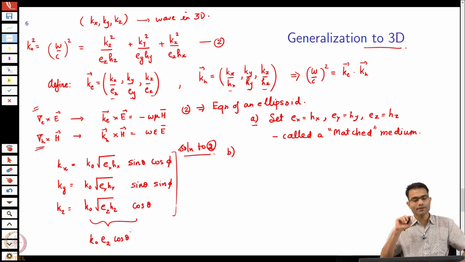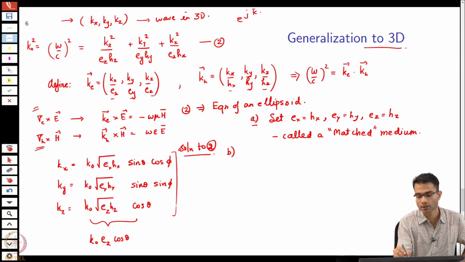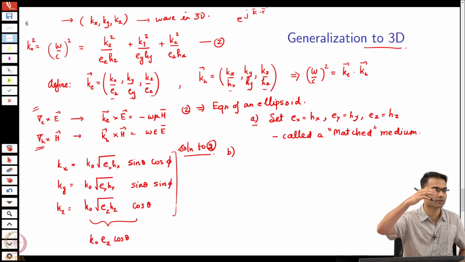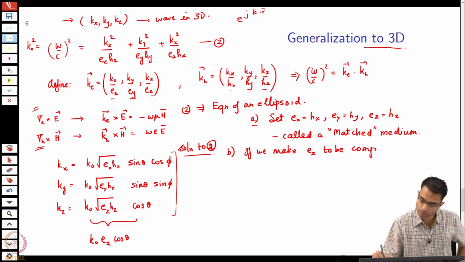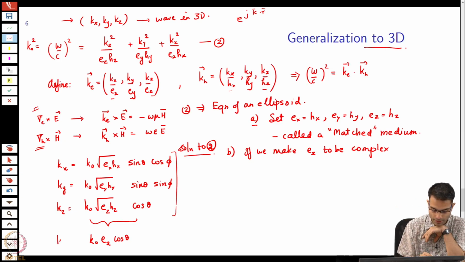And usually we expect these wave vectors, and they correspond to e to the j k dot r. We are used to thinking of k as a combination of three real numbers and that gives me a wave traveling in a particular direction, right. Now the question is this: if we make Ez to be complex, what happens? What happened to my kz, right? So this is my kz for a matched medium.